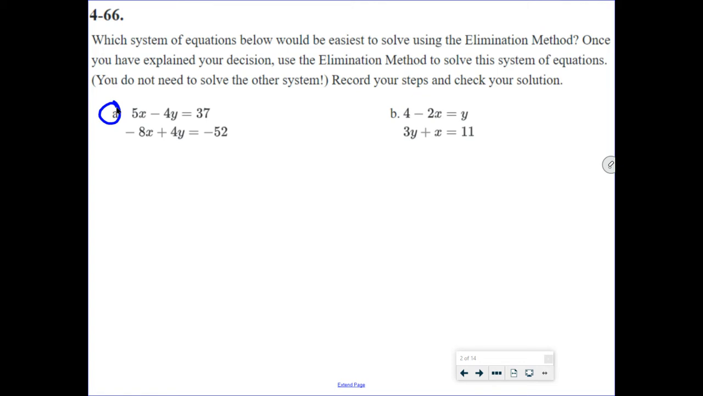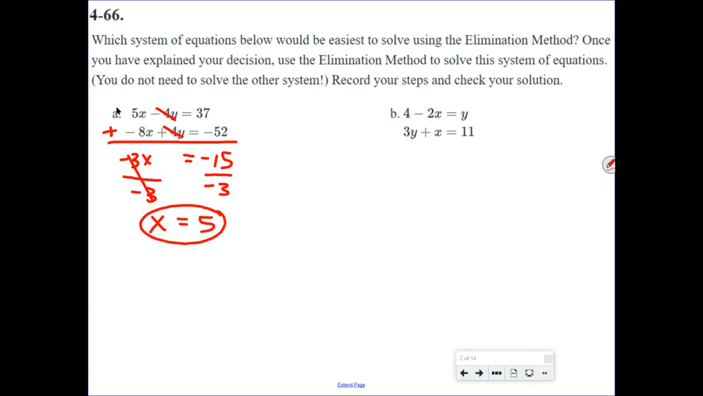Okay, so you paused it, you solved it, okay? Let's see if you got it right. So elimination, now the nice thing about elimination is that once I write it, I can just work with it right there. So I'm just going to add both of these equations. 5x plus negative 8x would give me negative 3x. Negative 4y and positive 4y would cancel out, equals negative 52 and 37 would be negative 15. And then divide both by negative 3. Isn't that so nice when it comes out that easy, right?